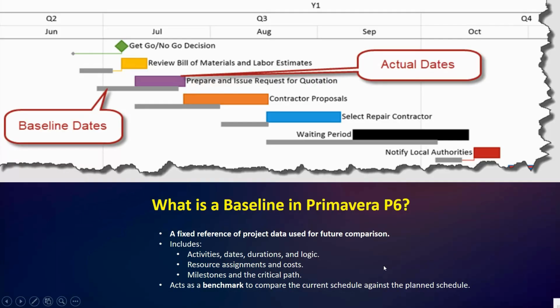So this ensures you can evaluate whether your project's key deadlines and overall timeline are still achievable. Okay, so by acting as a benchmark, the baseline enables you to clearly see how your current schedule compares with your original planned schedule. And the last you can see here, act as a benchmark to compare the current schedule against the planned schedule.